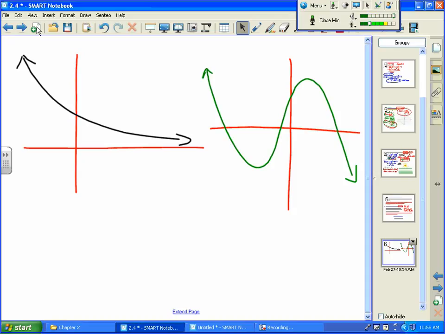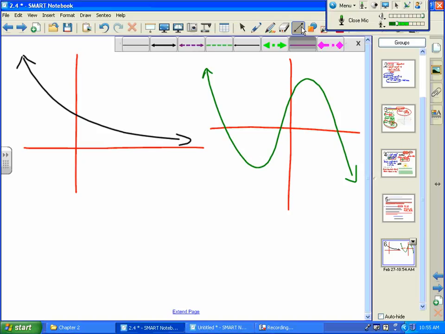Now, with functions, and we're only dealing with functions, we don't have to bother with the vertical line test. If you remember back to Math 10, a vertical line test determines whether or not you're dealing with a function. In calculus, we're only going to worry about functions, so we don't have to bother with the vertical line test determining if it's a function or relation. But what a horizontal line does is allow us to determine if it's one-to-one or many-to-one.